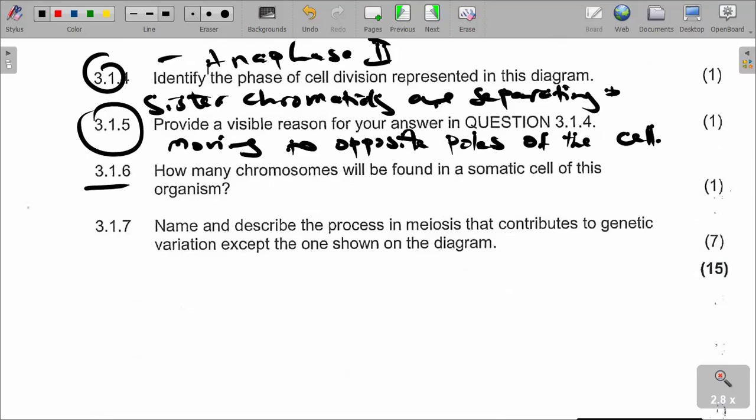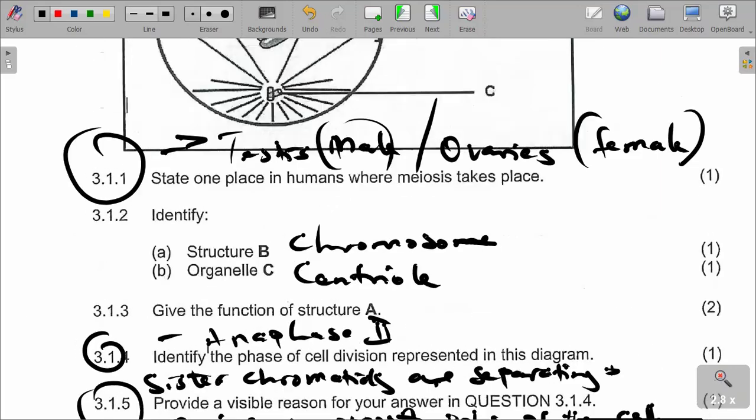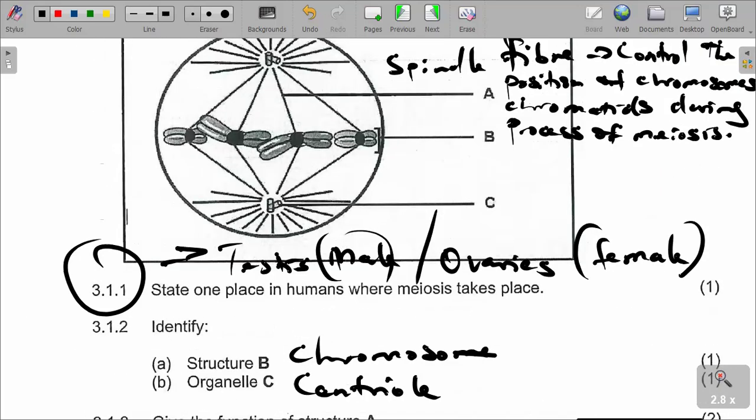We need to know that the cell in the diagram is in anaphase 2, where chromosomes move to each pole. This is a haploid number, which is N. First of all, we need to determine the number of chromosomes in the gamete. The cell has got 4 chromosomes moving to opposite poles. This is haploid number N. So N is equal to 4.